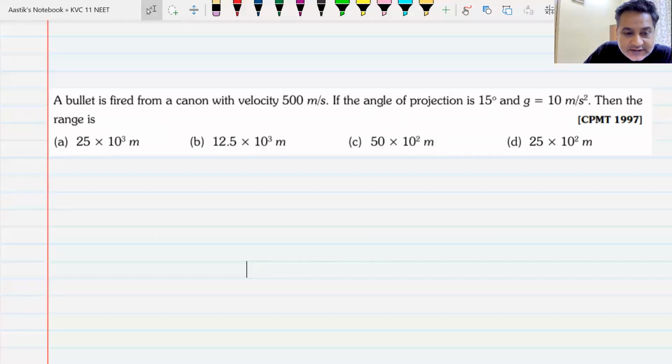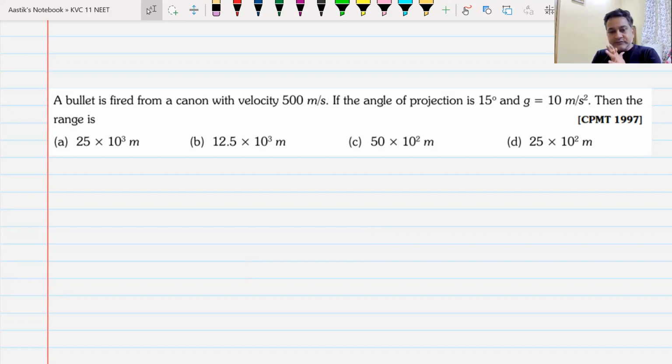Here comes the next one, and I wait for your answers. A bullet is fired from a cannon with a speed of 500 meters per second. The angle of projection is 15 degrees. g is 10. What is the range, my dear friends? I'll wait for 2 minutes.